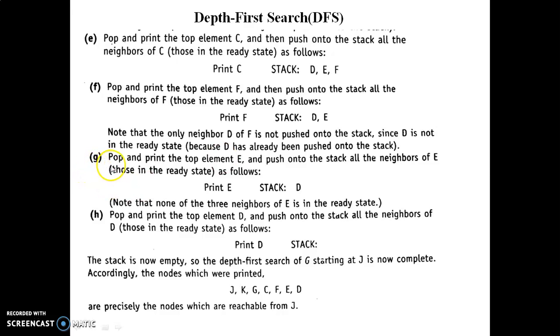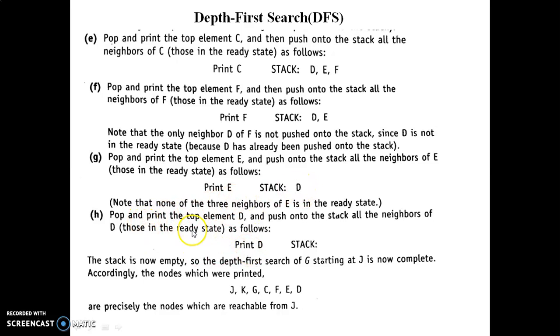In the next step, we pop and print the topmost element, that is E. So we write print E, and then push onto the stack all the neighbors of E that are not in the ready state. If you see here, none of the neighbors of E is in the ready state, so we don't write anything onto the top of the stack. So we only say stack equal to D. In the next step, we pop the topmost element. In this case, the topmost element will be D.